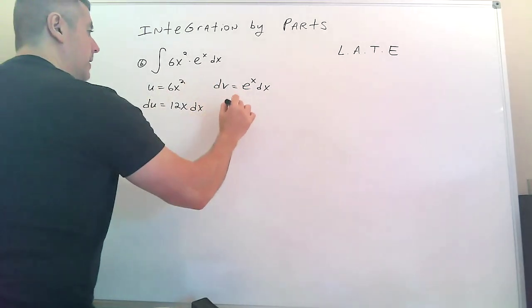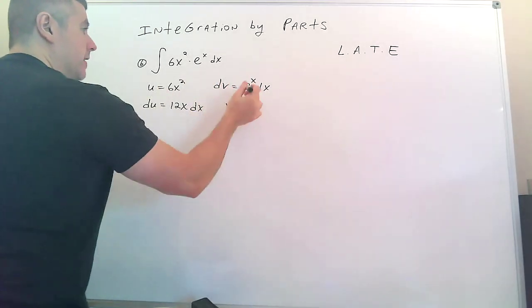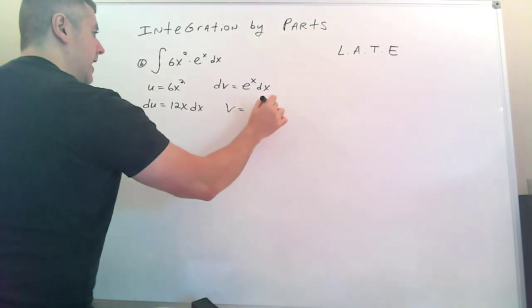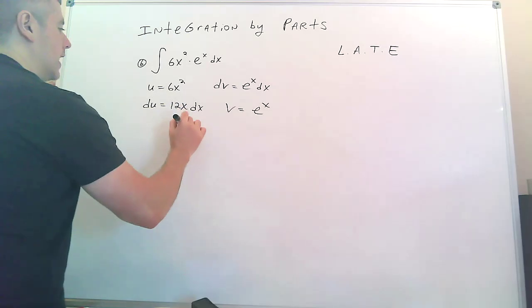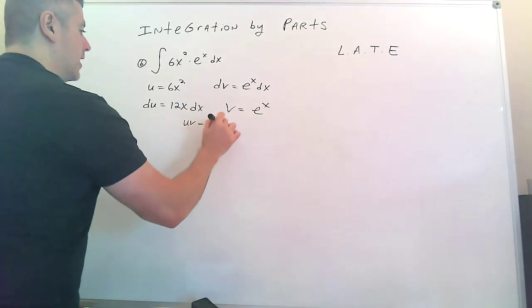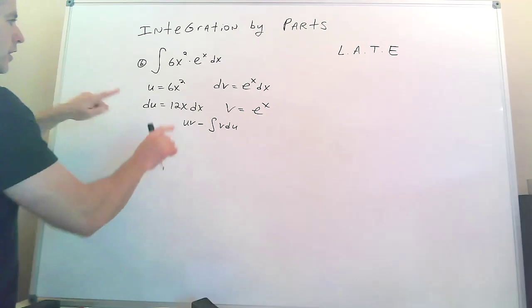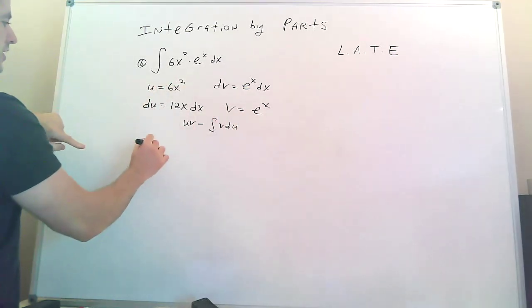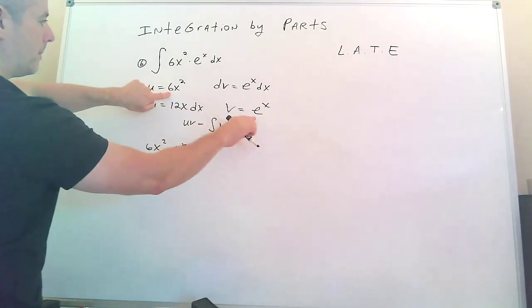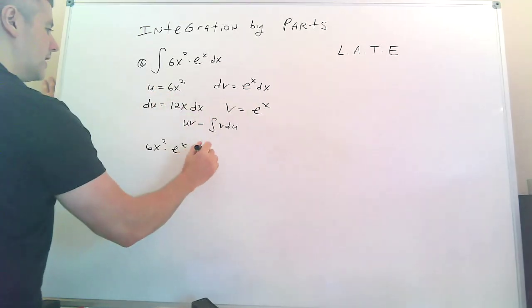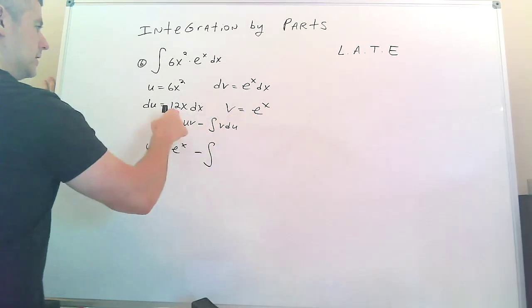Now, you have to integrate. Doesn't get any easier than that. The antiderivative of e to the x is e to the x. Check it. Derivative of e to the x is e to the x. Yay, it worked. So I have to do uv minus the integral of v du. So I'm going to do uv, which is 6x squared times e to the x, right? Go across this way. And then minus the integral of v du.